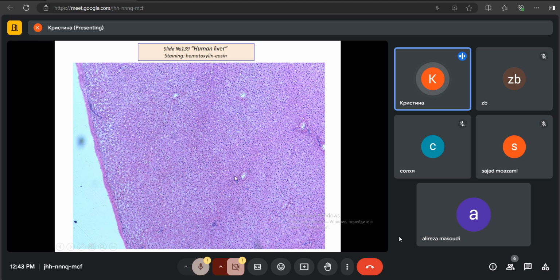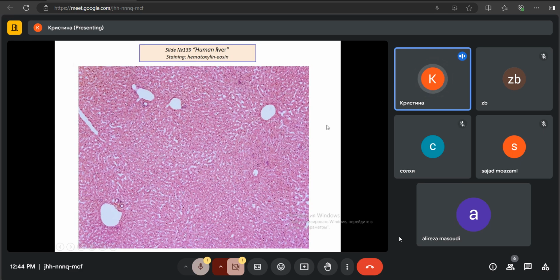Here is the triad because here we have a large vein and something here, maybe duct, maybe artery. And here also we have one object here and another here at the periphery. So this is again the triad, and we are between the lobules.